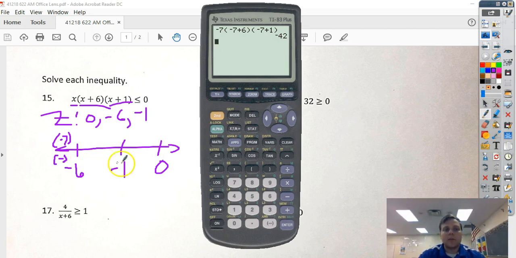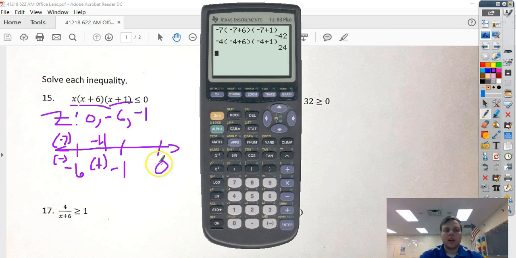Now, we want to pick an x value between negative 6 and negative 1, like negative 4. Okay? And let's just plug it in. That's going to give us negative 4 times negative 4 plus 6 times negative 4 plus 1. Press enter, and I get 24. So that's positive. That means all x values between negative 6 and negative 1 create positive y values.